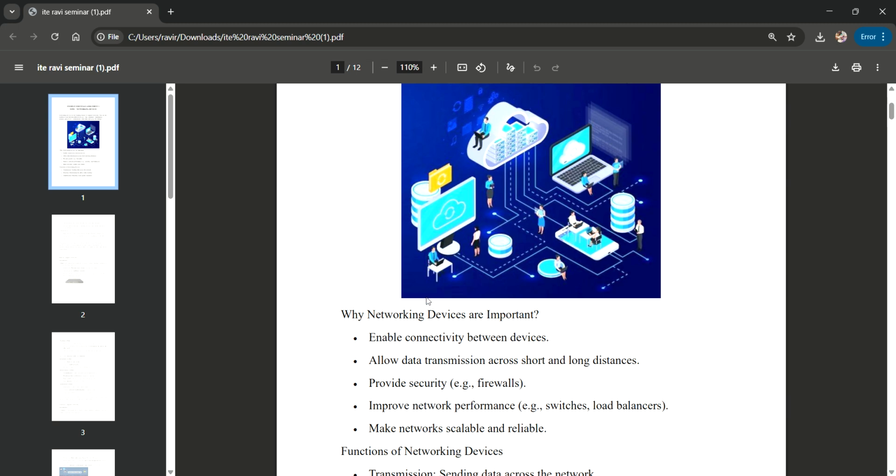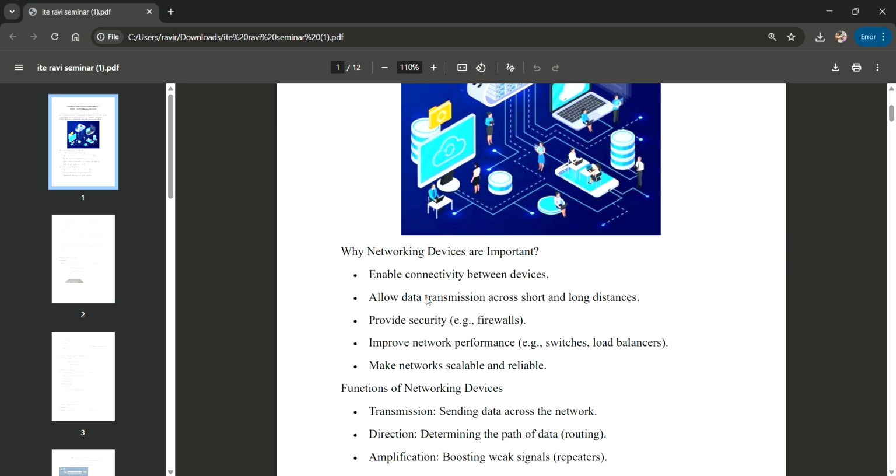So why networking devices are so important? Because they enable us to connect different devices or nodes together to form the network. They allow us to transfer the data across short and long distances. They provide enhanced security using firewalls. They improve the network performance using switches and load balancers. They also make the networks scalable and reliable.